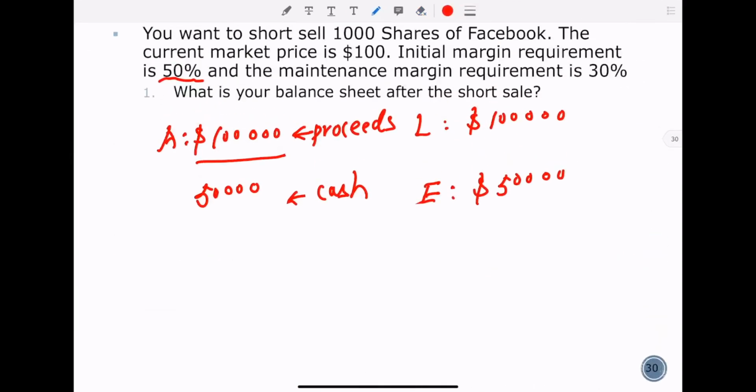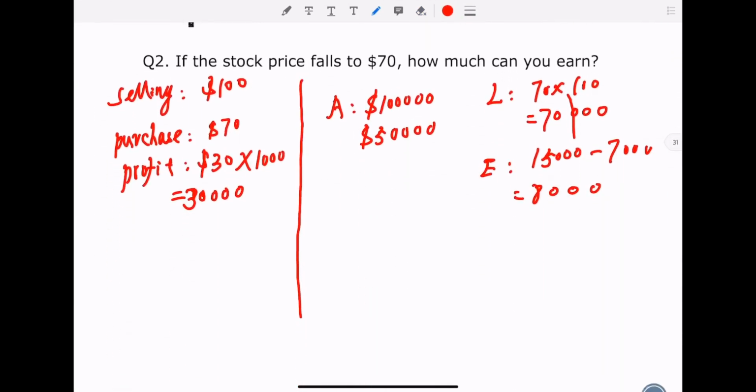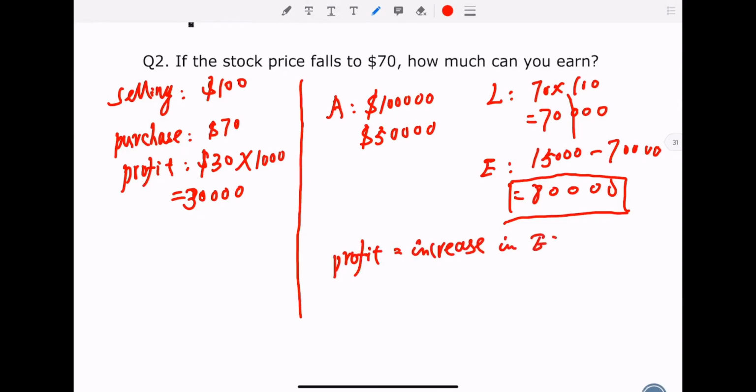In the beginning, your equity was $50,000. And now, the correct answer should be 80,000. Your equity has increased from $50,000 to $80,000. So in this case, your profit is essentially the increase in equity. That is $80,000 minus $50,000, which gives you the same number, which is $30,000.